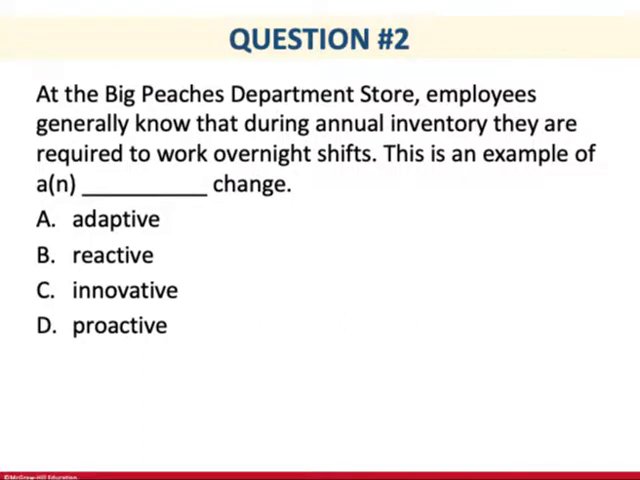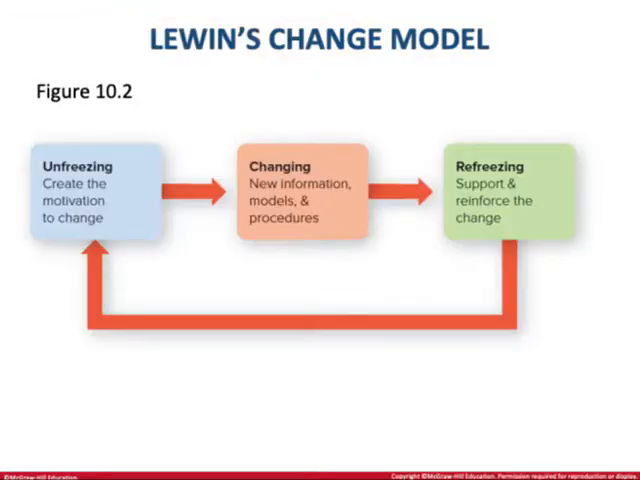So let's take a look at this question. At the Big Peaches department store, employees generally know that during annual inventory, they are required to work overnight shifts. This is an example of what kind of change? If you answered A, adaptive change, you're correct. This involves reinstituting a practice that employees are familiar with, so they know that it's an annual thing and they're required to work more hours.